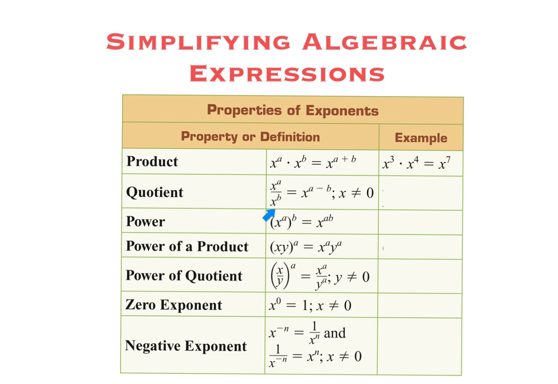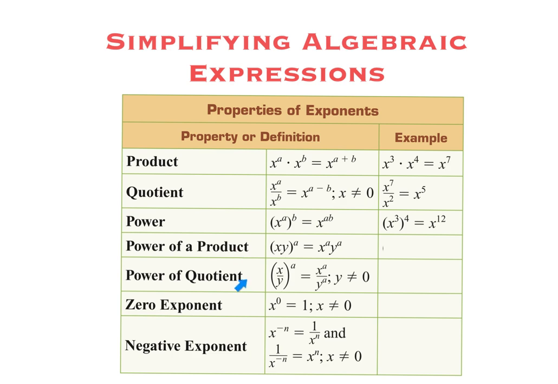The quotient rule says that if we are dividing like bases, we can simply subtract the exponents. The example here is that if we have x to the seventh divided by x squared, we can subtract those exponents. 7 minus 2 gives us x to the fifth. The power rule states that if we have a power to a power, we simply multiply those exponents. The example here is that if we have x cubed raised to the fourth, we multiply the 3 times the 4, and we get x to the 12th.